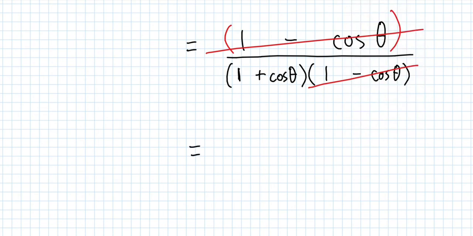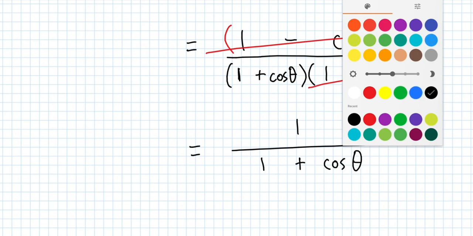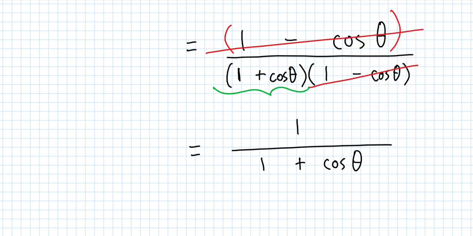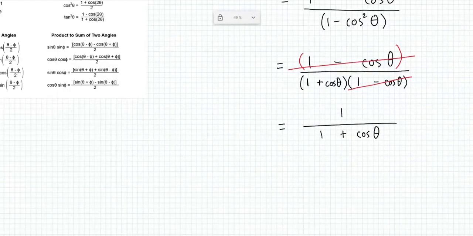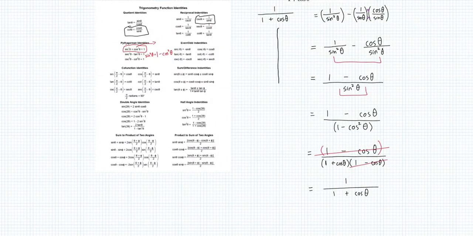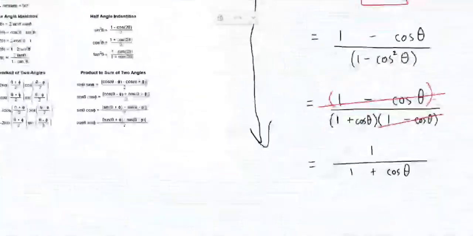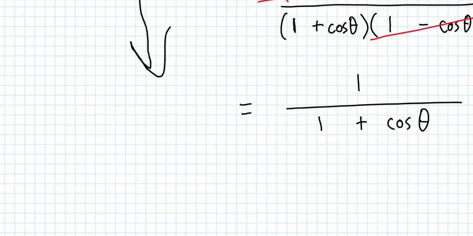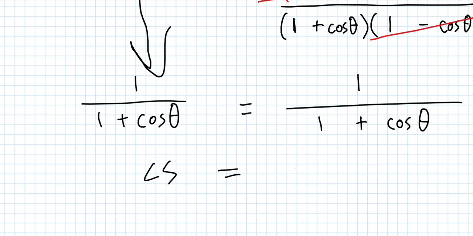We're left with 1 over 1 plus cosine theta, which is just simply this part that didn't get crossed out. Let's check in on the question to see where we are, because we've simplified the right about as much as we can. Sure enough, draw this all the way down, and we have 1 over 1 plus cosine theta. Our left side equals our right side.